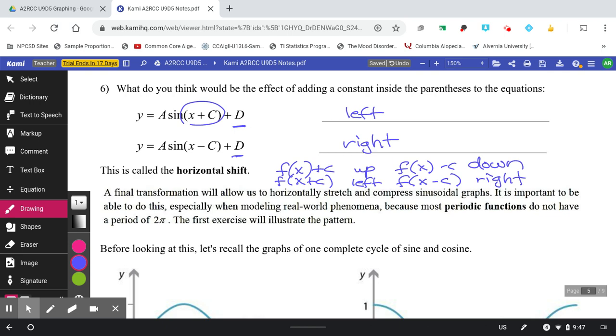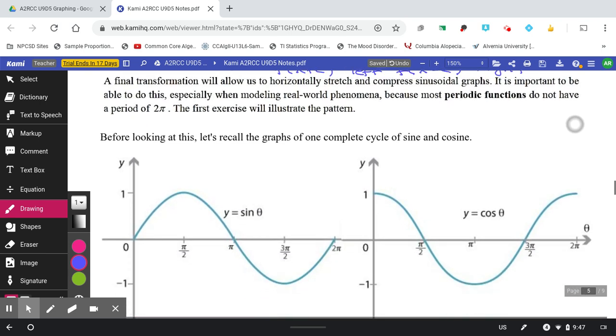Now we go on to the final transformation that we're going to be doing, which is horizontal stretching and compressing. It's important to be able to do this, especially when you're modeling real world phenomena, because most periodic functions do not have a period of just 2 pi. So this is going to compress it horizontally and stretch it out horizontally.